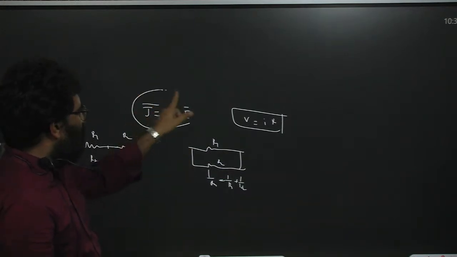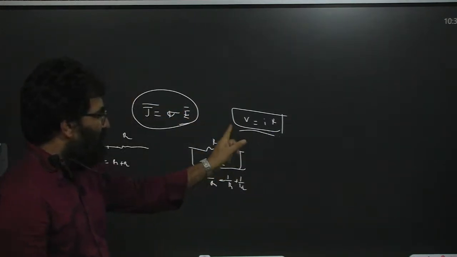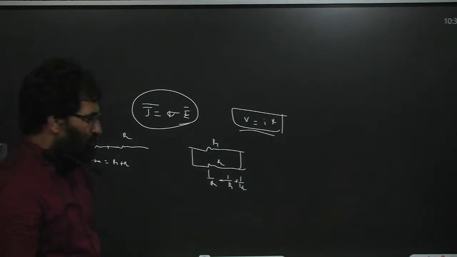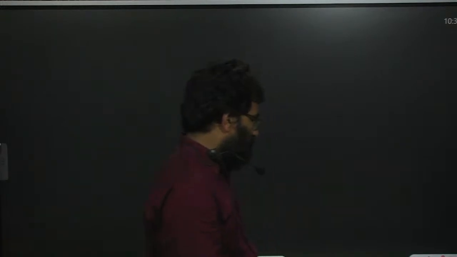So this is microscopic and macroscopic. This is scalar form, this is vector form. Now you remember this one, okay? Next, coming to batteries.